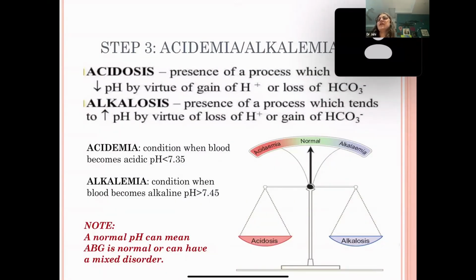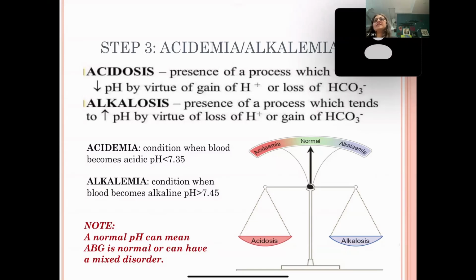So first step we did oxygenation, second we checked for the validity. Now we start the main ABG part. We'll look for acidemia or alkalemia. Acidosis or acidemia mein kya farak hai? Acidosis is the process by which the pH decreases by gaining a H plus ion or losing a bicarbonate ion. And alkalosis mein kya hota hai? It's a process which tends to increase the pH by loss of H plus or gain of bicarbonate.